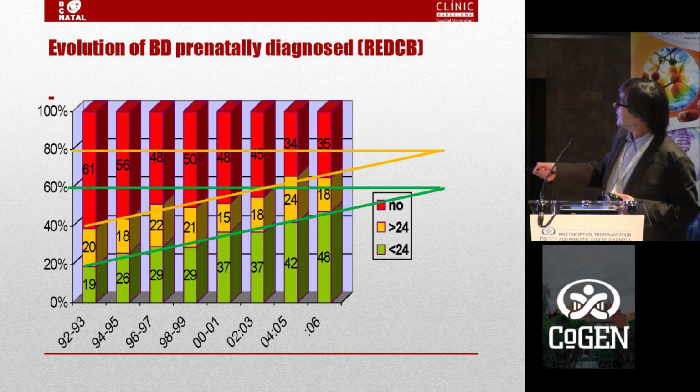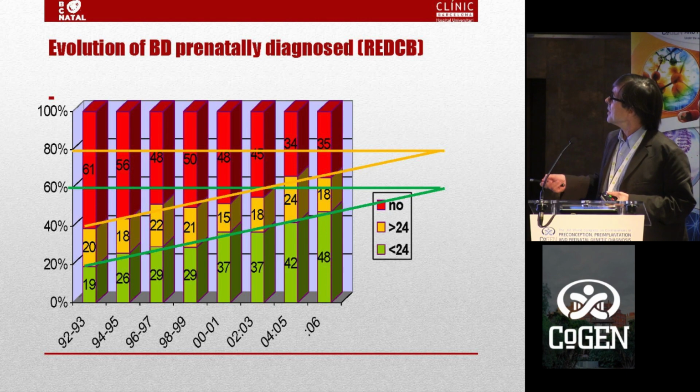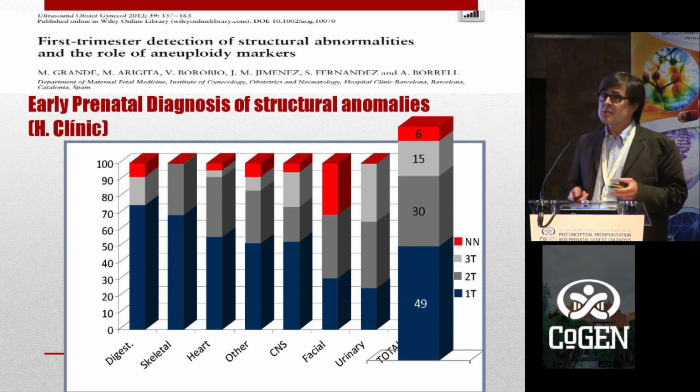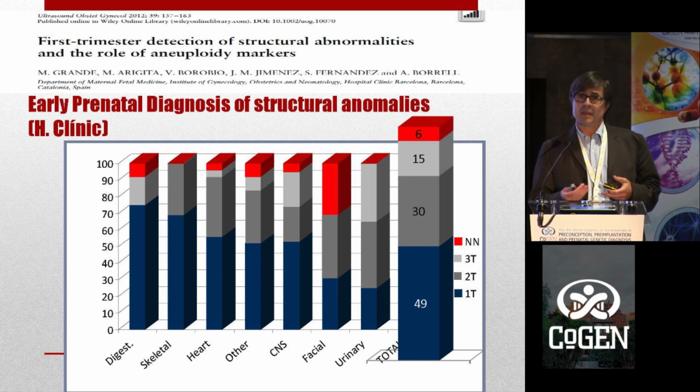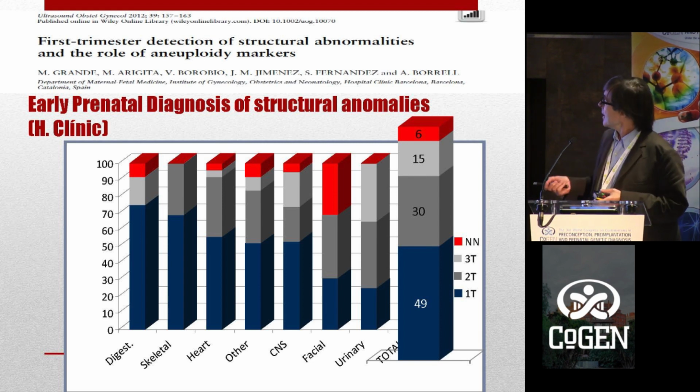And here is the detection before 24 weeks. It was 20% in 92. It was 50% in 2006, and I can extrapolate that now it is 60%. And this is late detection, 20% extra, more or less, going to 80%. And I think that nowadays in the city of Barcelona, we detect 80% of major structural anomalies. And this is what did not happen in our hospital, our results are much better. We are a very specialized center on this.